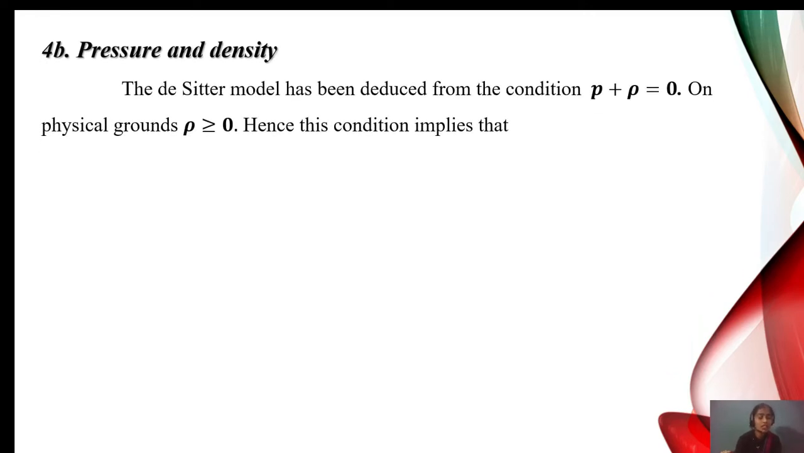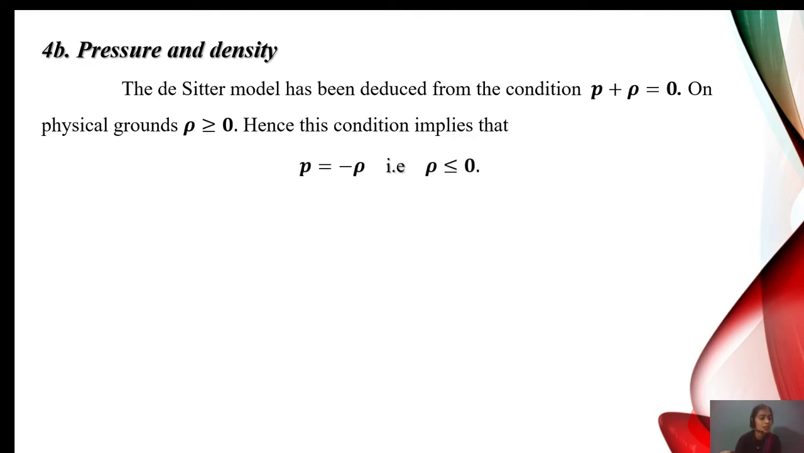Let us get started with a new topic, the de-Sitter universe, pressure and density. The de-Sitter model has been deduced from the condition P plus rho equals 0 on physical grounds. You know that rho is always greater than or equal to 0.